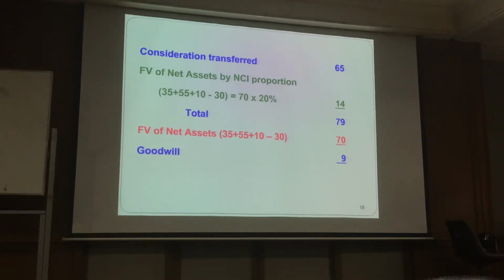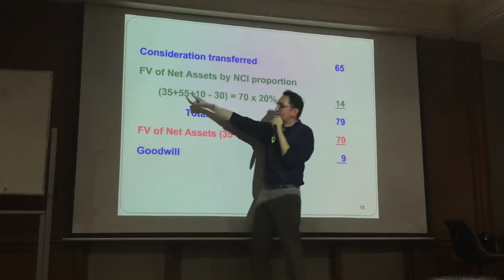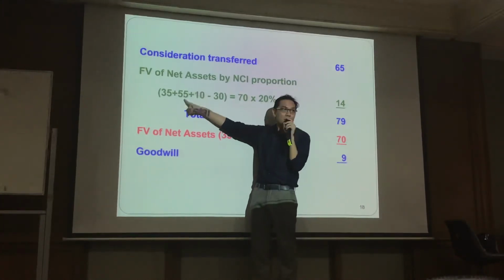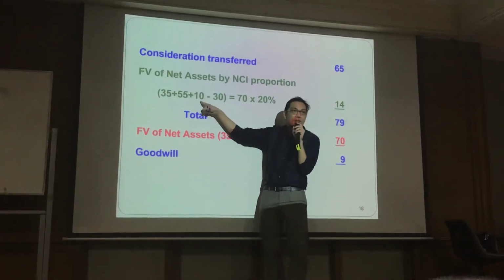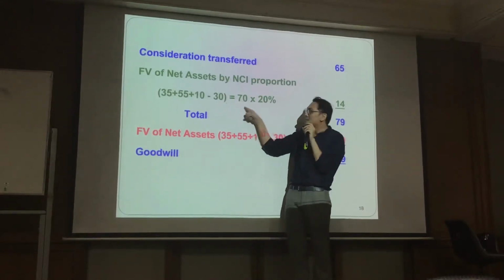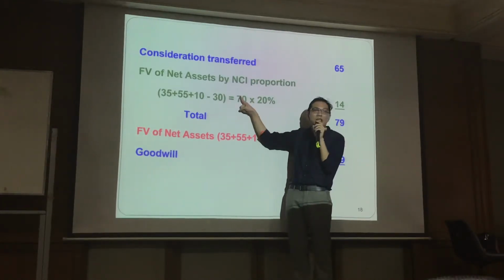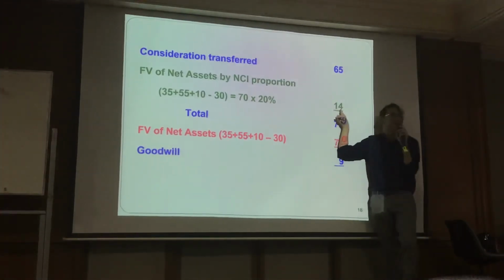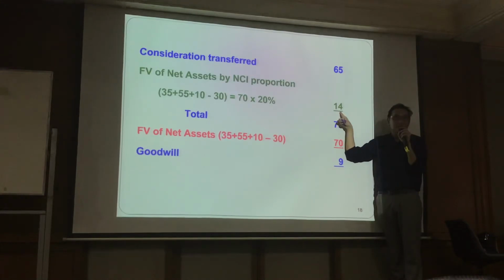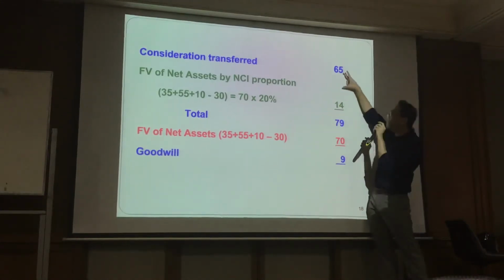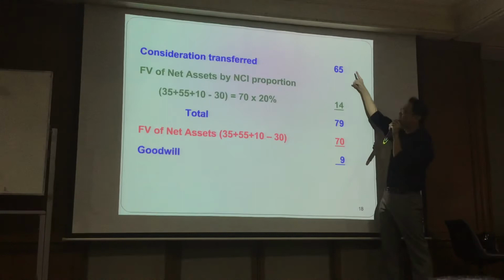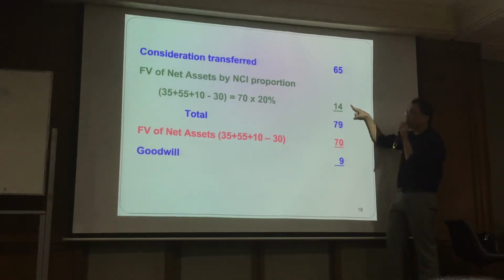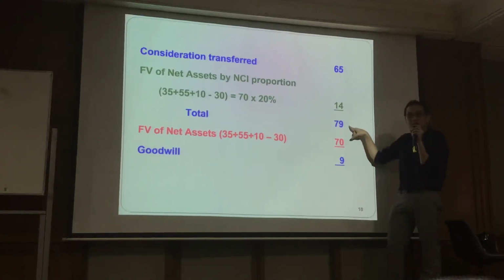20% of what? NCI has the right to the net assets. So this is the number for net assets: current, non-current, patent, liabilities. NCI owns 20% of the net assets, and this is what you get for 14. Clear? So 65 plus 14, this is 80%, this is 20%. So the total 100% is going to be 79.